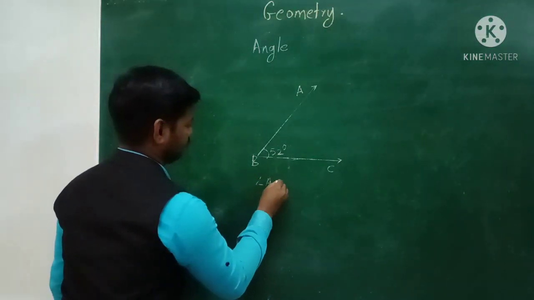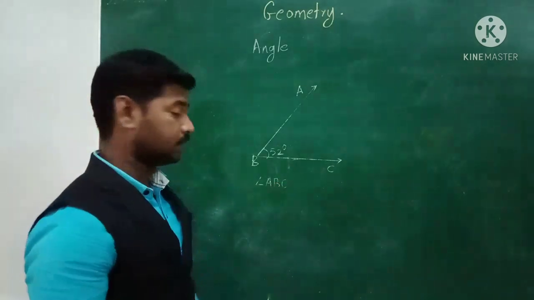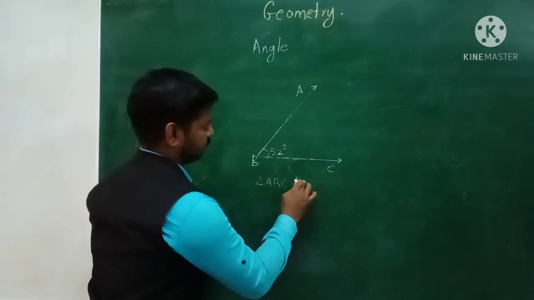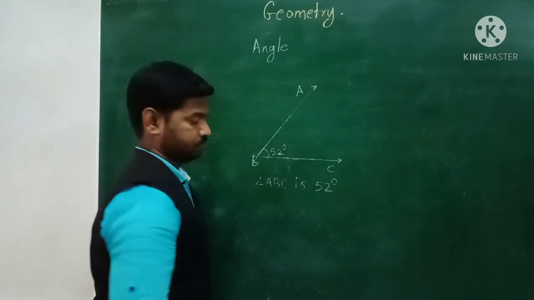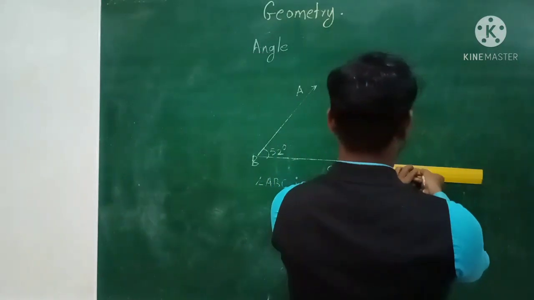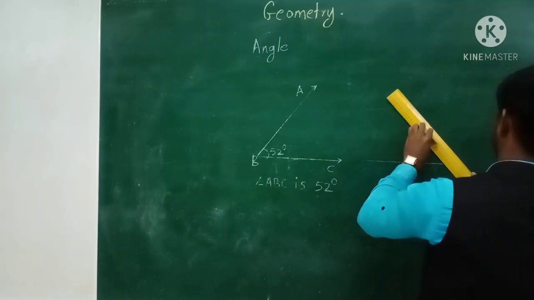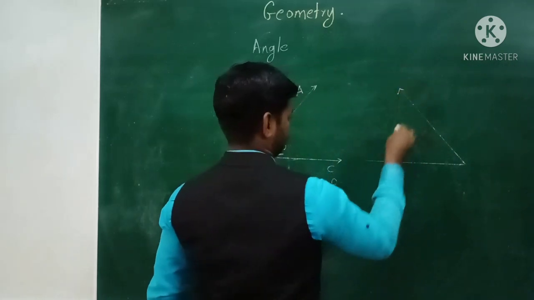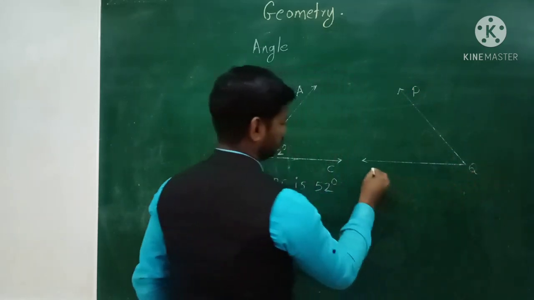Angle ABC is 52 degrees. So one more angle we will see, the top angle. Here I give the names P, Q, R.